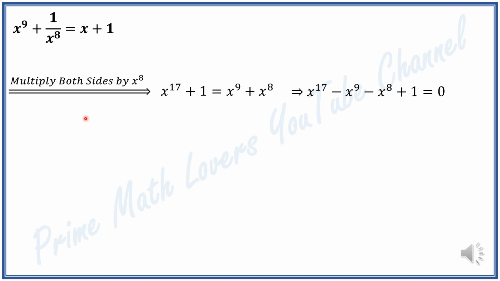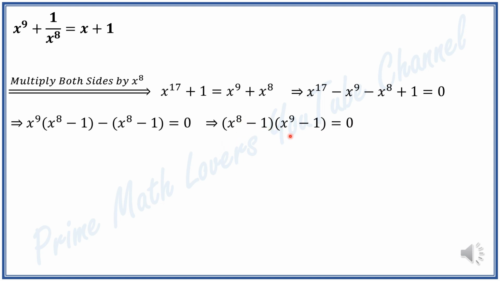Between the first two terms, I'll factor out x to the power of 9. And between the last two terms, I factor out the negative sign, resulting in x to the power of 9 times x to the power of 8 minus 1 minus x to the power of 8 minus 1. So between these two, I factor out x to the power of 9, and between these two, I factor out the negative sign. Then I can factor out x to the power of 8 minus 1 and I'll get x to the power of 8 minus 1 times x to the power of 9 minus 1 is equal to 0.